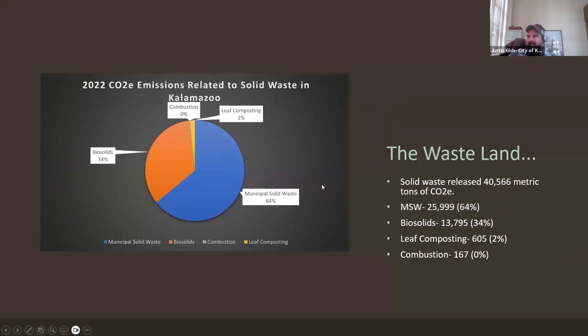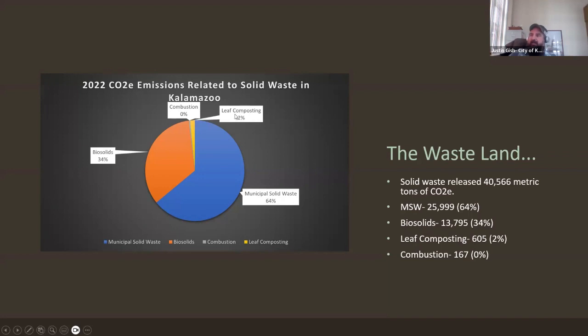Municipal solid waste, 64% of emissions here. It was about, where are we at, 25,000, about 26,000 metric tons just based on the stuff we throw away. And this number is an estimate. I don't have a waste audit for the city, so I used local waste audits and then found the average amount of trash thrown away by an American and multiplied that by the population of Kalamazoo. And that's how I got that. So that number could be more, it could be less, depending on the disposal habits of folks who live in Kalamazoo.